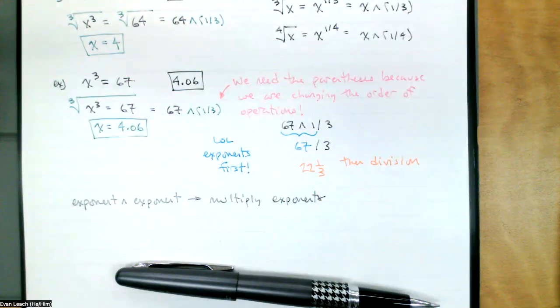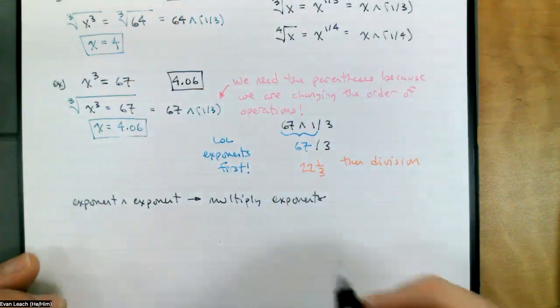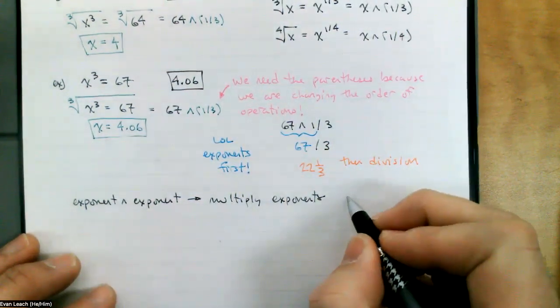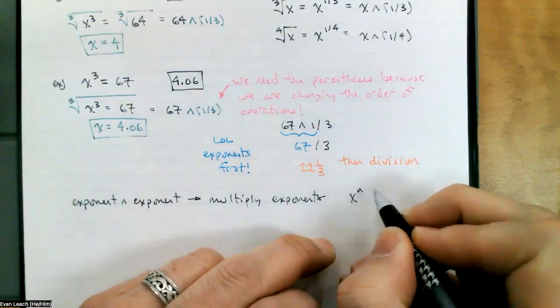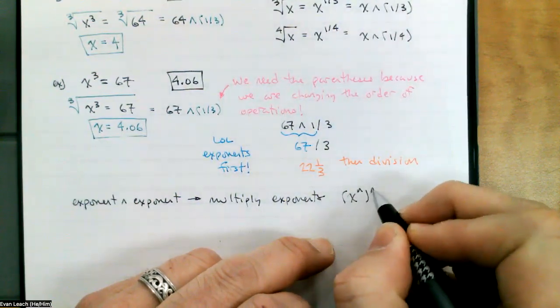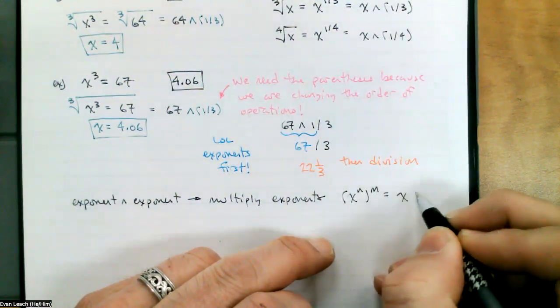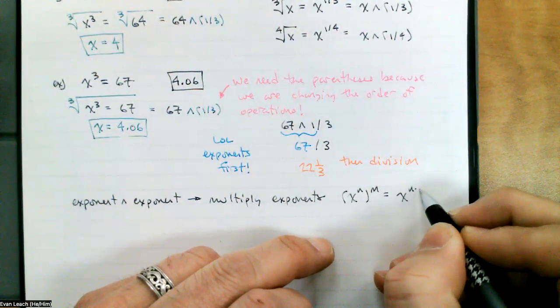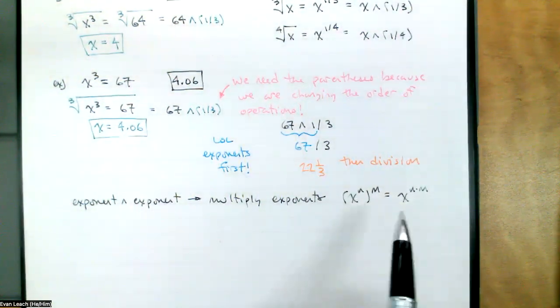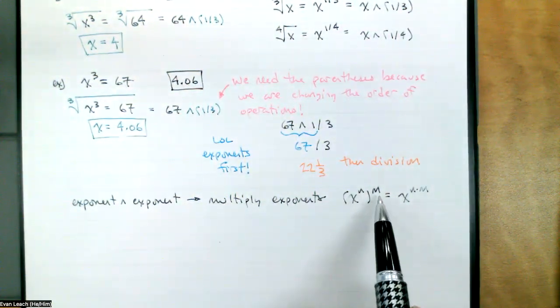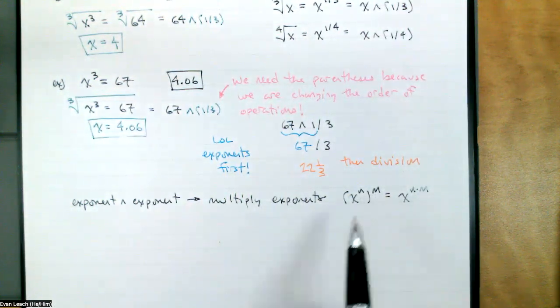I'm going to phrase it in a way that you may have heard. This is a very common phrasing that I hear. When you have an exponential expression raised to another exponent, you multiply the exponents. Sometimes we say this in math when we say x to the n to the m is x to the n times m. When you have an exponential expression raised to an exponent, you multiply the exponents.